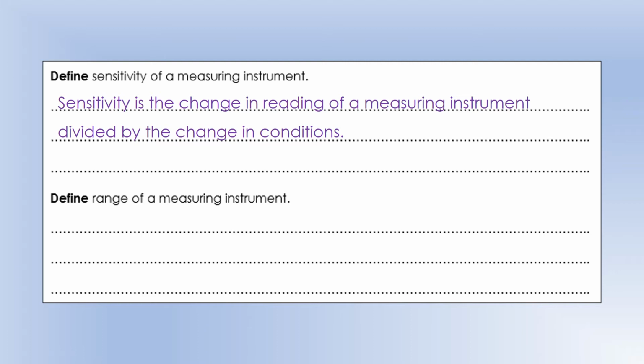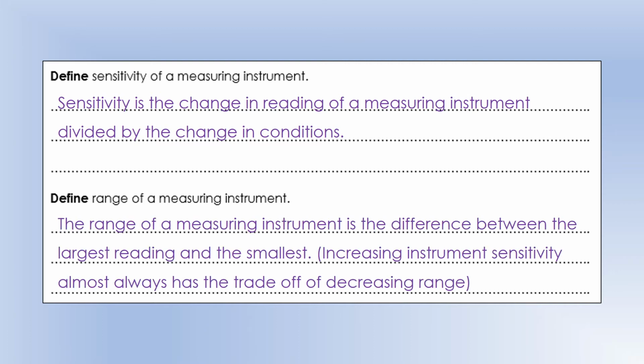So sensitivity is highly linked to range, so we're going to talk about that too. Range is the largest reading you can take with a measuring instrument minus the smallest. The reason I put the two together is that increasing one always, or generally, acts to decrease the other. So the more sensitive you make a measuring instrument, the smaller the range of possible measurements you can take with it. So there's always a trade-off.